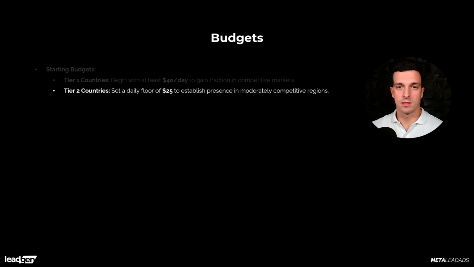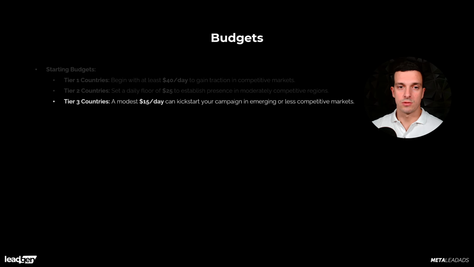Tier 2 countries set the daily floor at $25 per day. These are like European countries, some Asian countries where still people are advertising, but not so much as in these tier 1 countries. And tier 3 countries, $15 per day should be enough to kickstart your campaigns. These are like Bosnia, where I'm from, or African countries and other countries where there are not so many people advertising with big budgets. So it's a lot cheaper to reach the same audience.